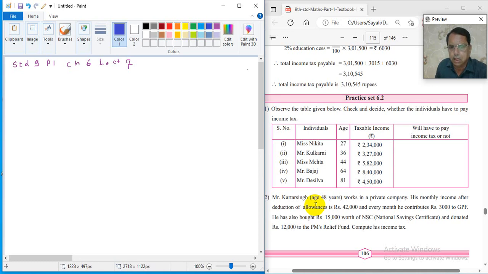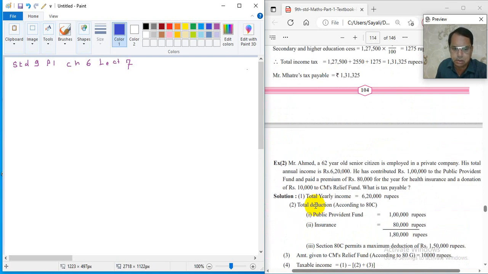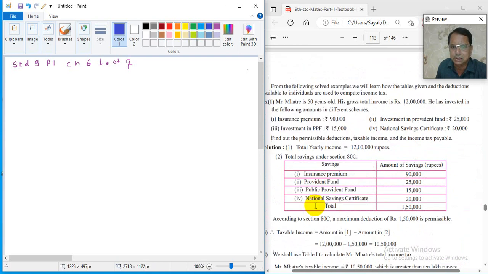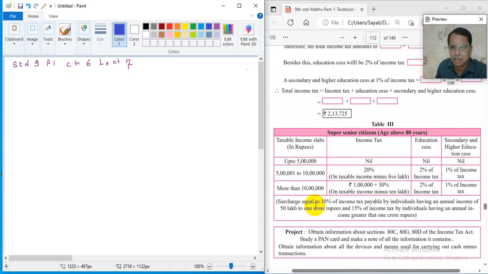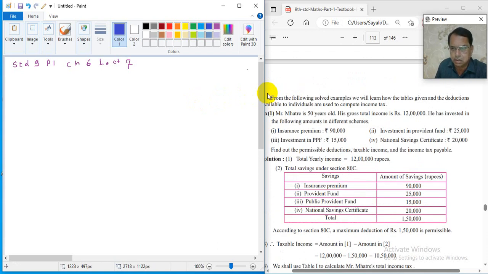Okay, now see here, one problem we will discuss from the book itself, so that we will have a better idea. This is actually a solved example in your book, but still we will work on it. See, Mr. Mhatre is 50 years old. That means he is a citizen, not senior or super senior. His gross total income is 12 lakhs.